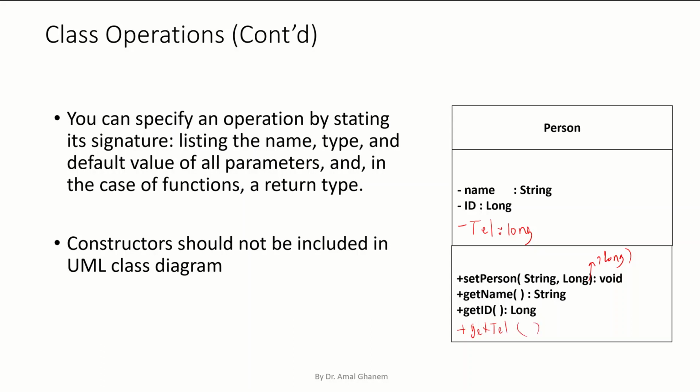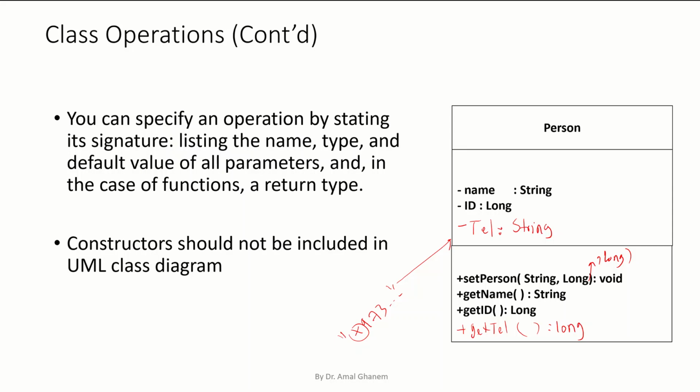And with this get telephone, we will take no parameter at all, but the return type in this case will be long. So always remember to do a match. So for example, if here I mention that telephone as a string, because I am expecting that for telephone I might have, for example, +973 and then the numbers. And because I have a plus, I will have to declare the data type as a string.